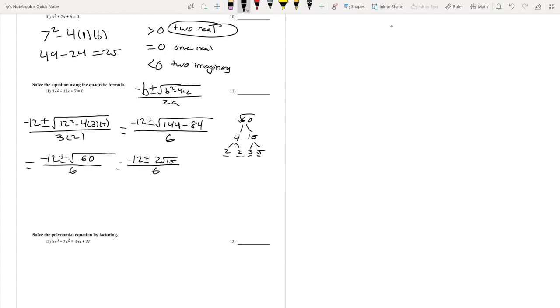And then this is where I can simplify stuff. Everything's divisible by 2, so that's what I'll do. So my final answer for this is negative 6 plus or minus the square root of 15 all over 3.